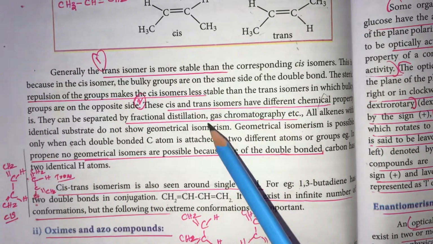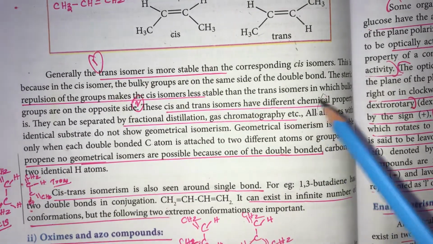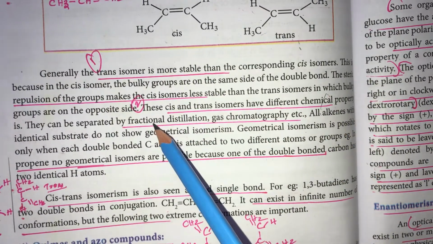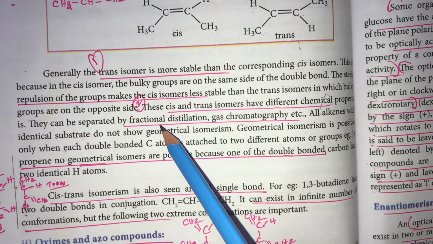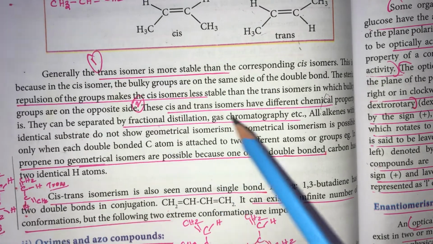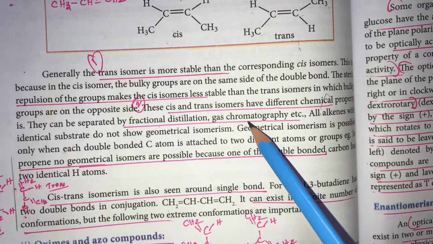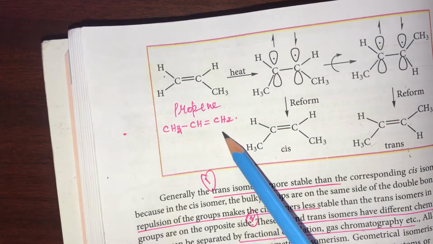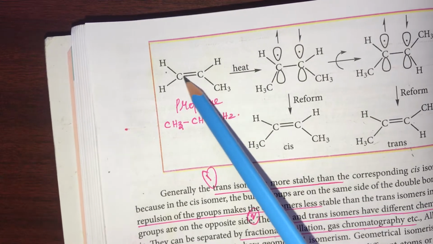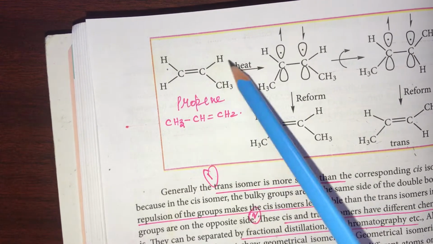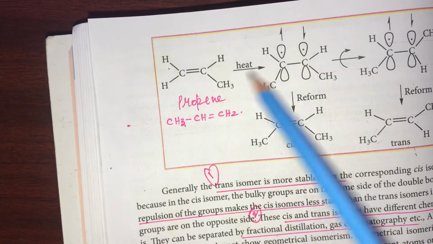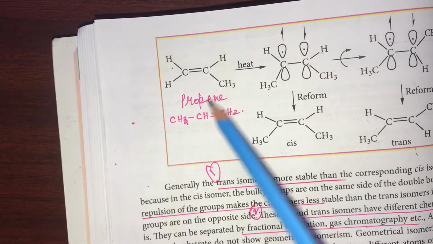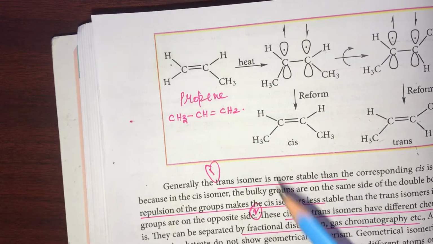The cis and trans forms have different chemical properties, so they can be separated by methods like fractional distillation and gas chromatography. In the case of propene, CH3CH=CH2, the double-bonded carbon possesses identical hydrogen atoms, so geometrical isomerism is not possible here.